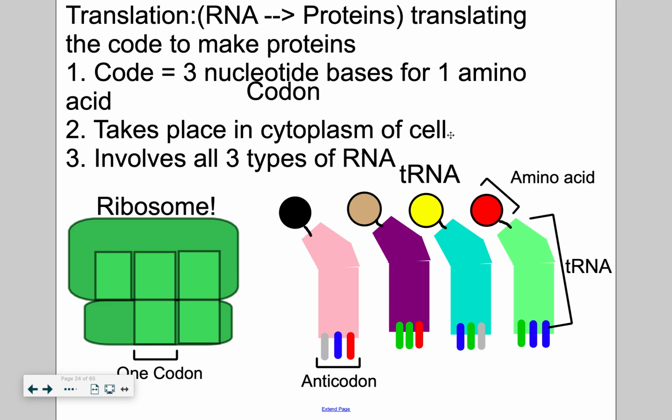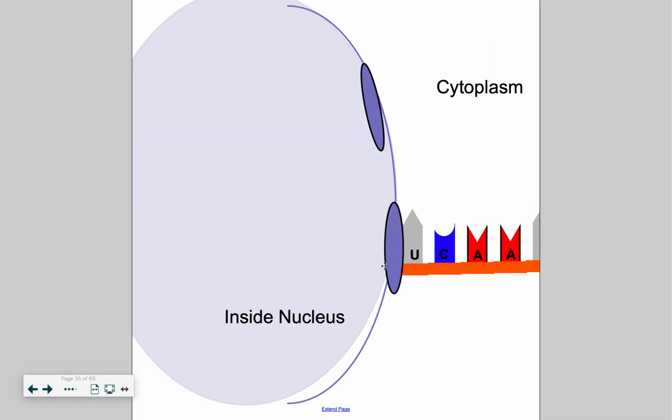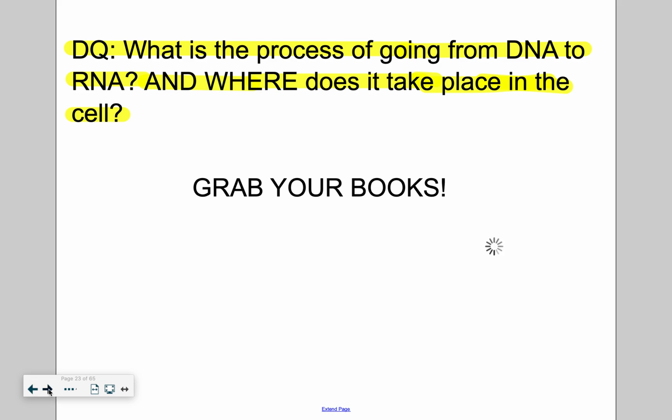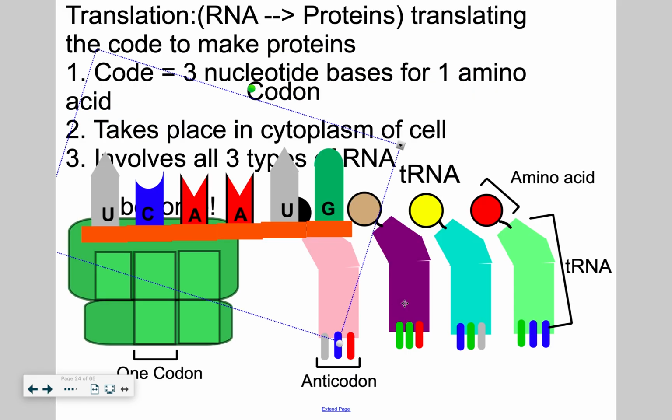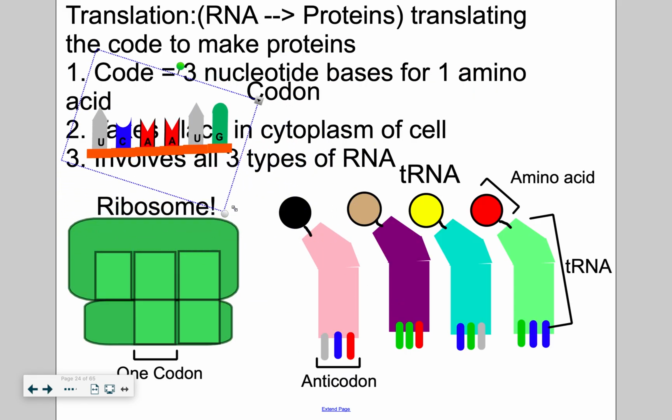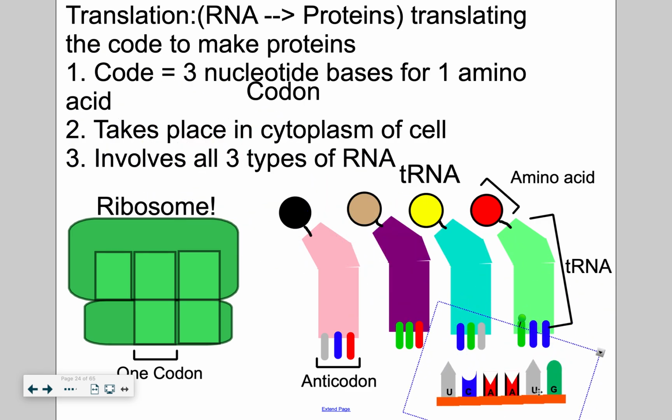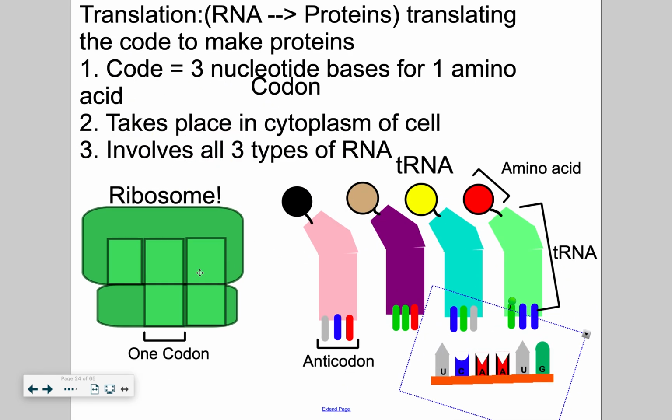It's going to involve all 3 types of RNA. Our ribosome, our tRNA, and something happened to my mRNA. Let me see if I can, I'll just copy this. Sorry. I'm going to just make it smaller. Here. And our mRNA, okay? So our ribosome's made up of our RNA, okay? Each of these chambers is going to read a codon.